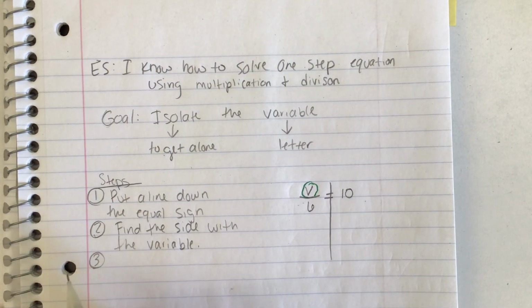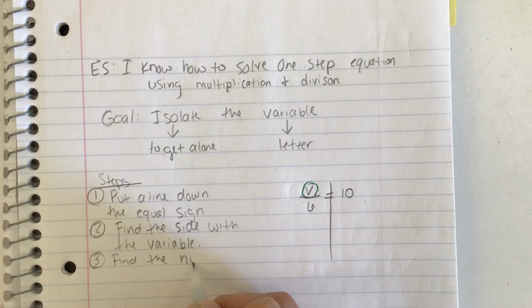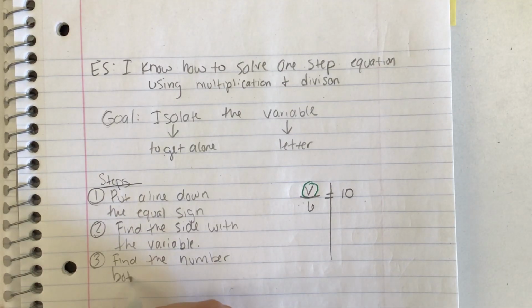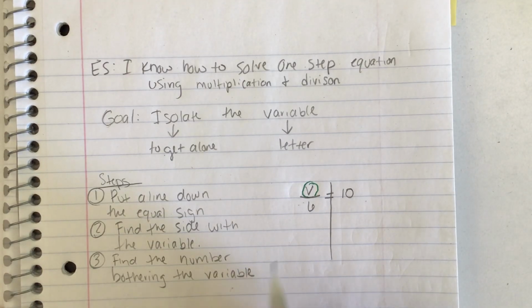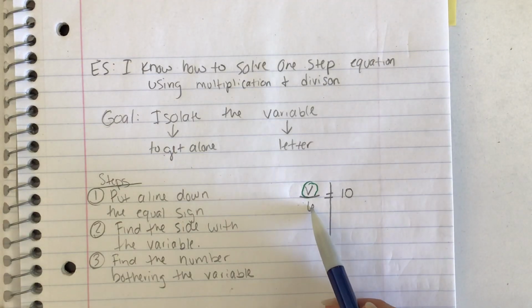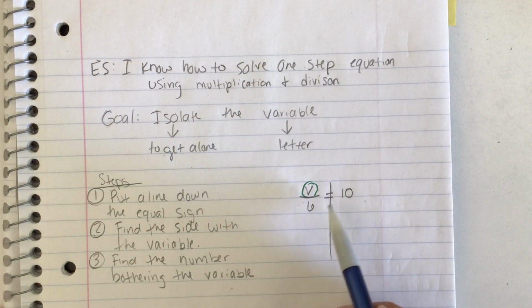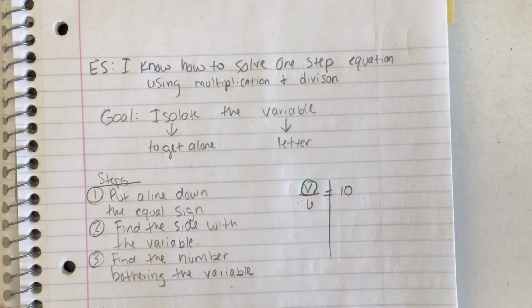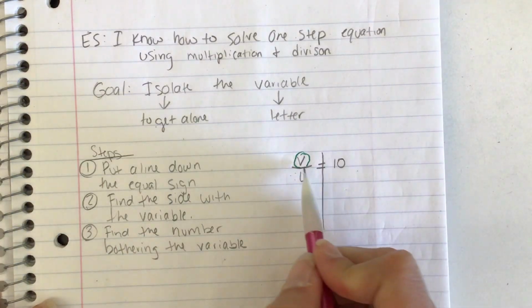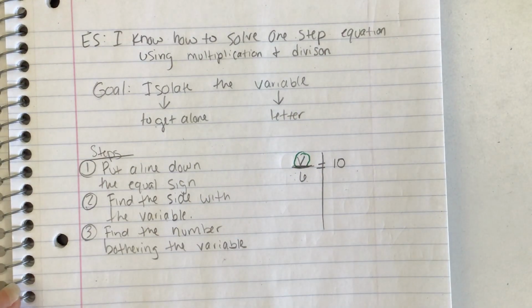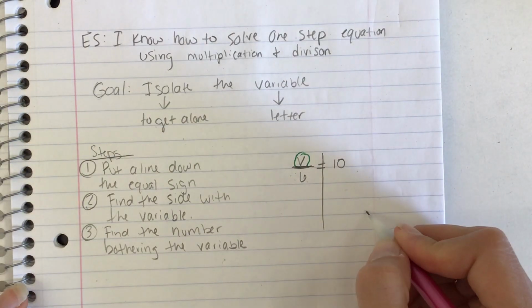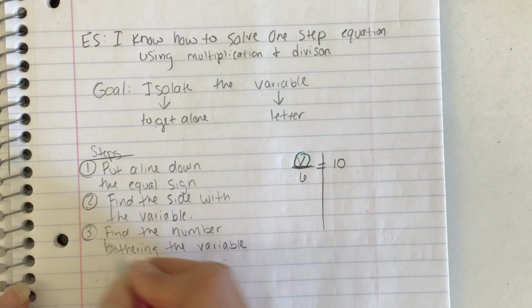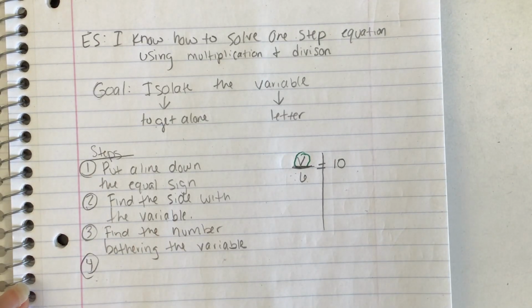Our third step is to find the number bothering the variable. So if we're looking at it, 6 is bothering the variable. 6 is on this side of the equation. We need to get it on the other side. And we see this line right here and we think of fraction. Fractions are just mini division problems. I want to put that as a side note when we get to our next step.